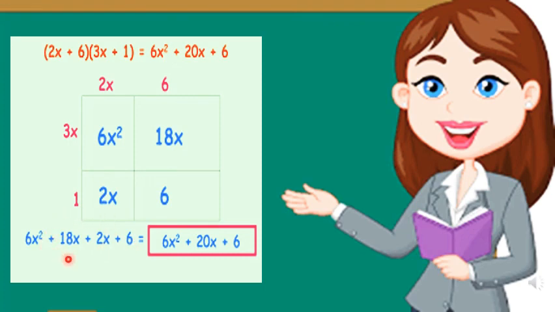Then simplify the like terms, 18x plus 2x, that is 20x. So your final answer, when you multiply these two binomials, is 6x square plus 20x plus 6. This is how you do multiplication using the box method, which is suitable for binomial with binomial. You will be drawing a box with 2 columns and 2 rows. You will be writing 2x and 6, that is the terms of the first binomial, on each column, and towards the row sides you will be writing the other binomial, that is 3x and plus 1, and you will do the multiplication. Hope it is clear to you all.